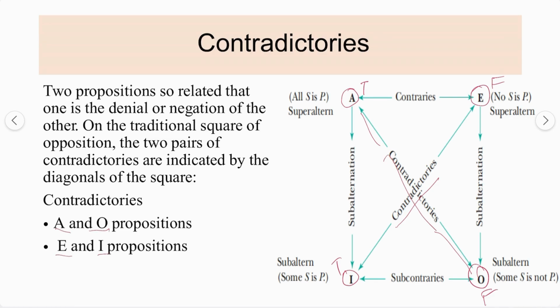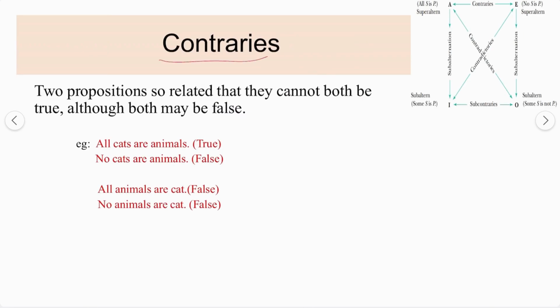Now let's move to the next one. We have contraries. A and E propositions are contraries. So we have the first proposition, A: all cats are mammals. This is the A proposition. No cats are mammals, that is the E proposition. So if the A proposition is true, the E proposition is false. अगर आपका A proposition true आता है तो E proposition आपका false आ सकता है.